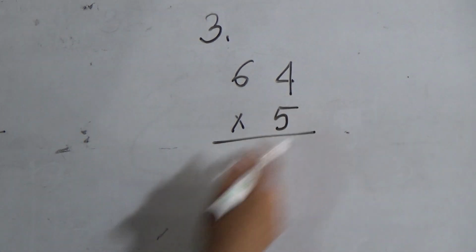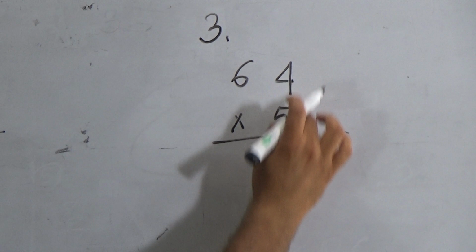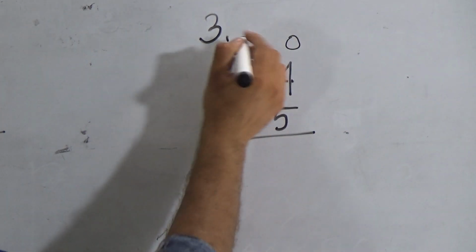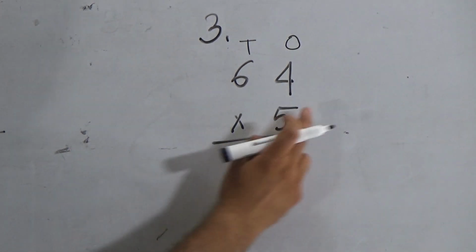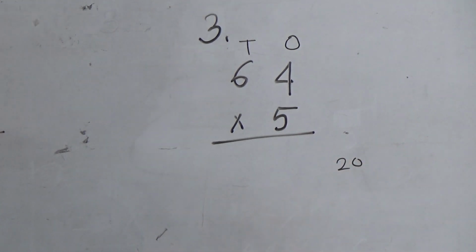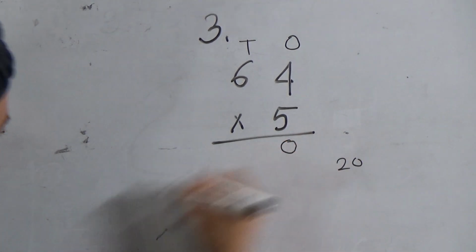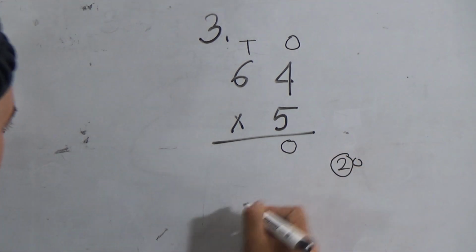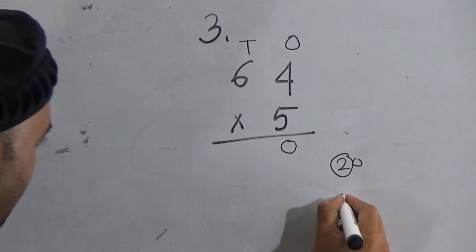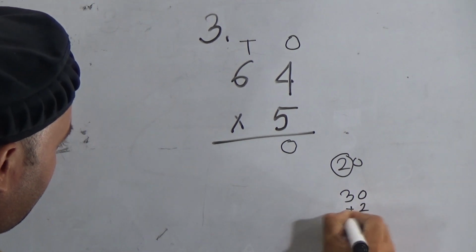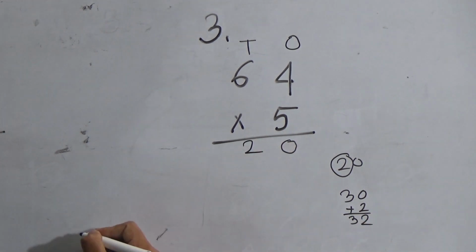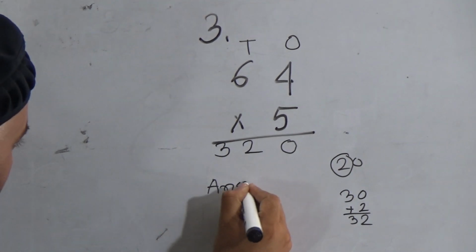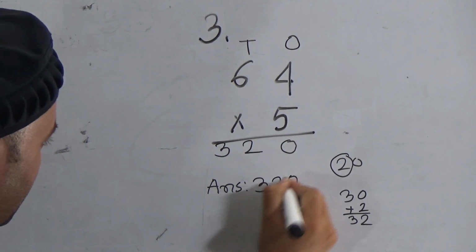Here 64 times 5. 4 and 5 are in the 1's place and 6 is in the 10's place. Now multiply 4 and 5. You know that 5 4s are, what is 5 4s? 5 4s are 20. So you write 0 here and you carry 2. 5 6s are 30 plus 2. 30 plus 2, how will it be? 30 plus 2 will be 32. So 2 is in the 10's place and 3 is here. So the answer is 320.